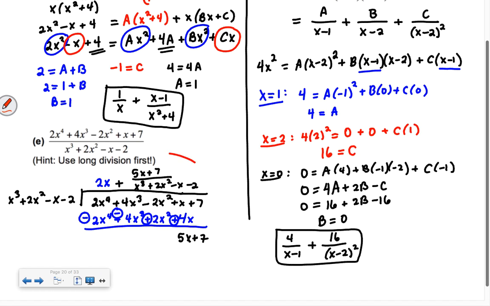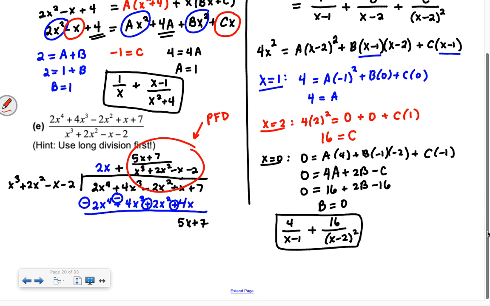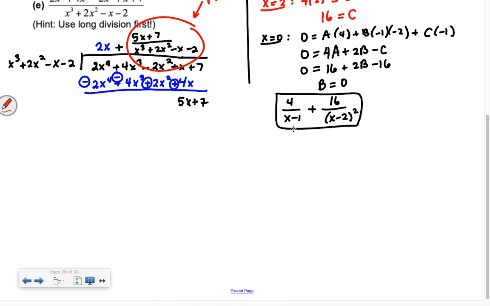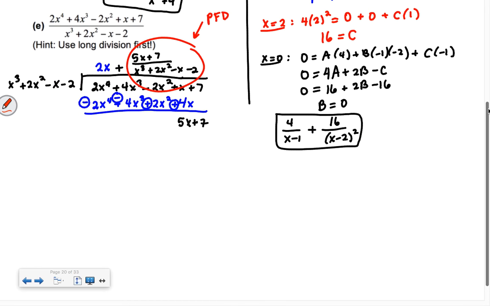So now we do the partial fraction decomposition here. PFD. That's a PFD. You're such a child. PFD is like a life check. All right. So really, we're just going to have a 2x out front of everything.